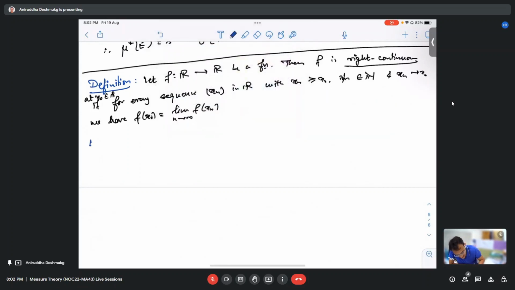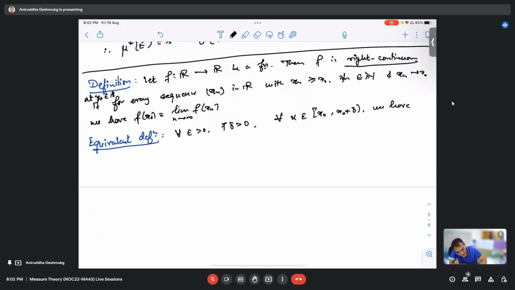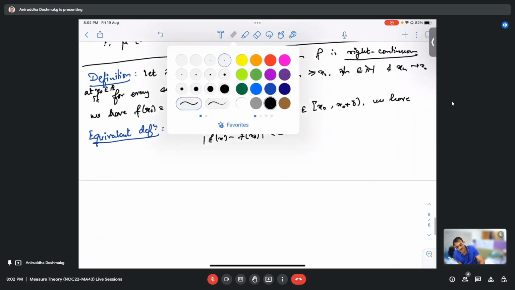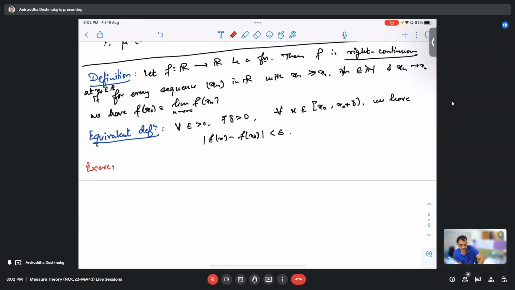And equivalently, I can say that in this neighborhood we can do the things. For every epsilon positive, we can find a delta positive, such that for every x in [x naught, x naught plus delta), we have mod of f(x) minus f(x naught) is less than epsilon. So maybe I'll leave this as an exercise, to check that these two definitions are indeed equivalent.